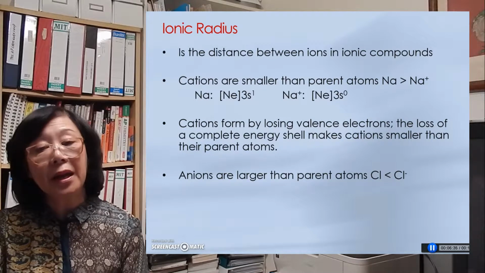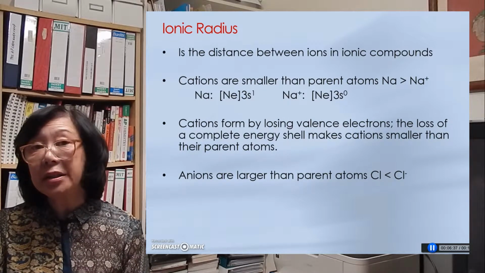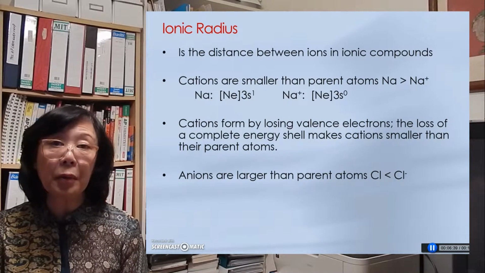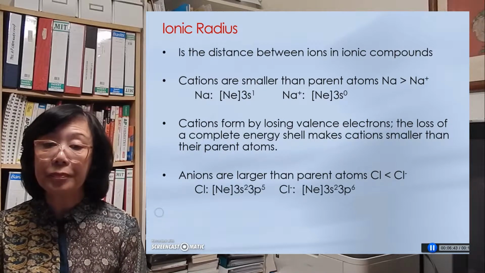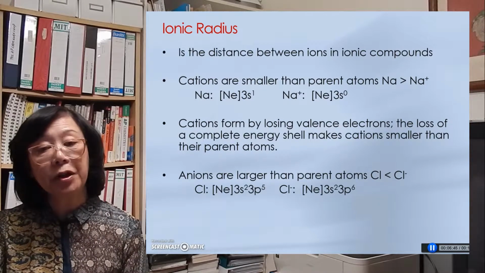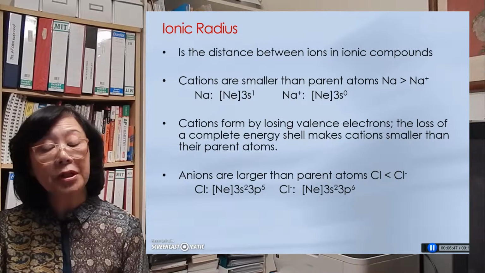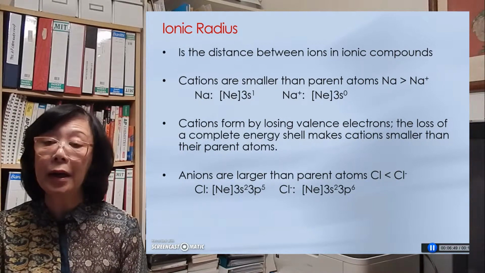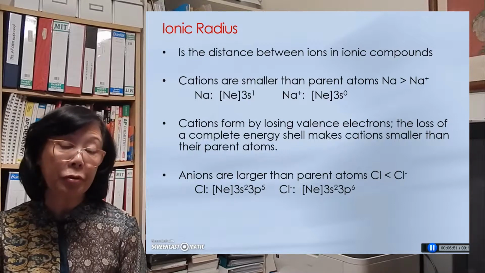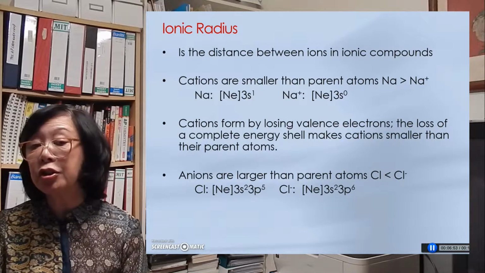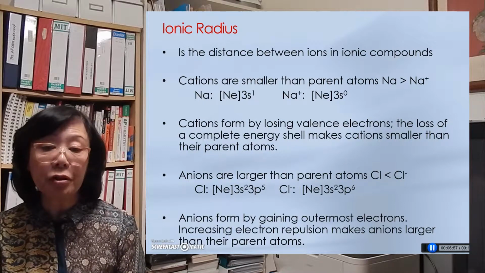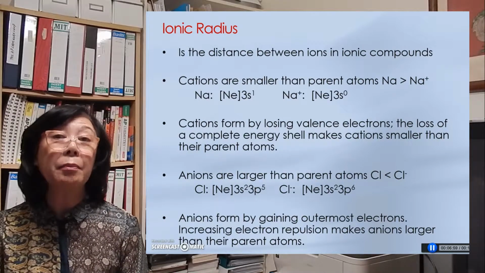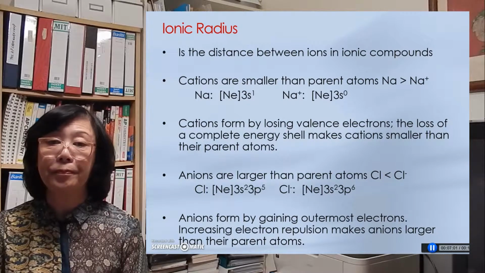Now when we look at an anion, where the atom gains an electron, such as chlorine and chloride, the chloride ion is actually bigger than the chlorine atom. Looking at the electron configuration, chlorine is neon 3s2 3p5, whereas chloride ion is neon 3s2 3p6. And now you know there's an additional electron in the chloride ion, creating greater repulsion, making the chloride ion bigger than the chlorine atom.